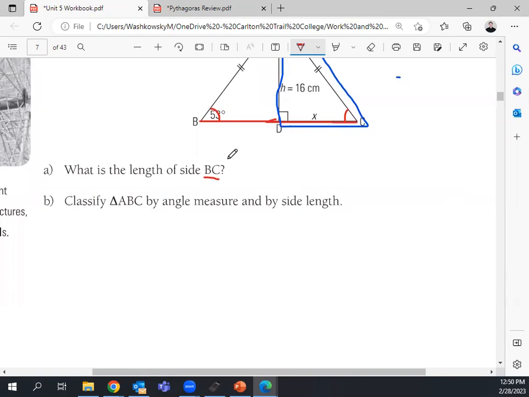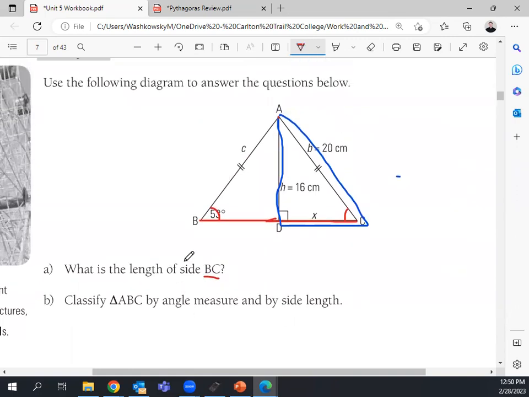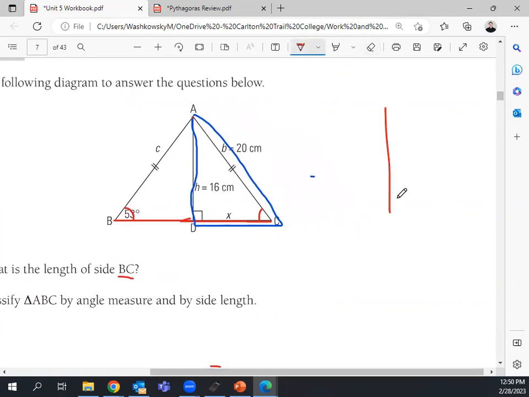All right, so what we need to do is find the length of this BC. If I find the length of this bottom line here, that is X, I can figure out the length of the whole thing. So I have 16 and 20, right? So I can take this triangle. I'm just redrawing the same triangle I have. All I've done is redrawn the blue one. I know the height of it's 16. I know the hypotenuse is 20. I have two sides trying to find a third side. Pythagoras.